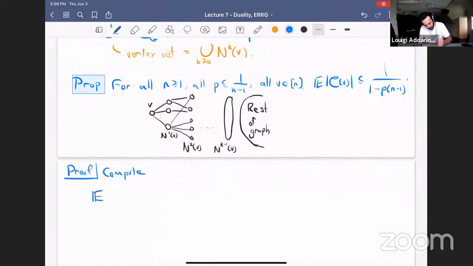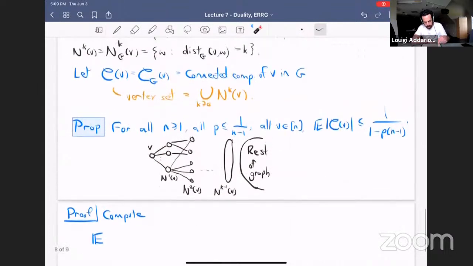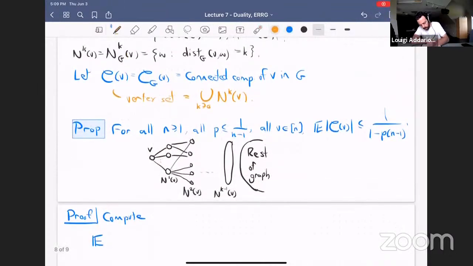Let's imagine that we've been exploring, revealing the graph layer by layer. What are the neighbors of the vertex V? It's important here, in G and P. Okay, what are the neighbors of the vertex V? All the edges incident to V in this graph are all the edges with weight at most P.